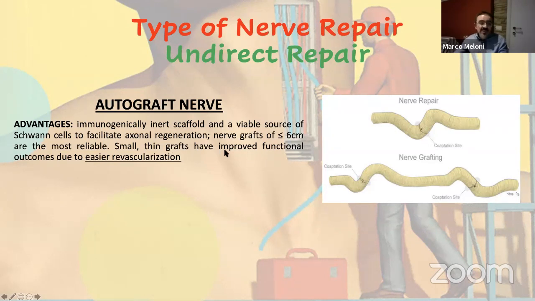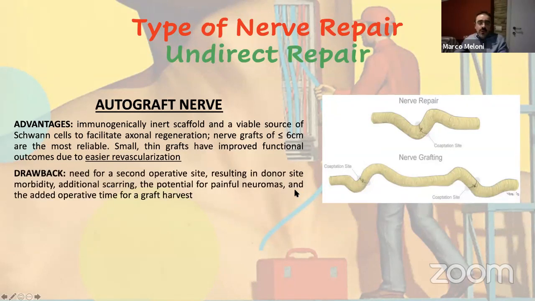And small thin grafts have better functional outcome. That's because they are small, and so they revascularize more easily. Remember that the bigger the autograft, the less opportunity for revascularization, and so for reinnervation. The drawback is that an autograft means a second operative site, so there could be donor site morbidity, additional scarring, the potential for painful neuroma, and obviously added operative time for a graft harvest.